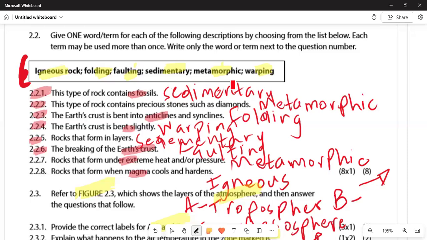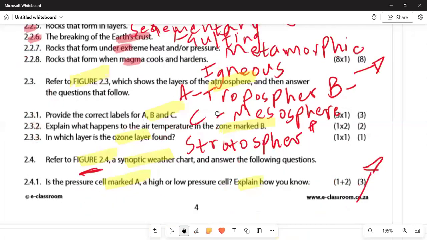And then in 2.2.7, rocks that form under extreme heat and a hot temperature, that is a metamorphic rock. And then in 2.2.8, we are saying that the rock that forms when the magma cools and it hardens is called the igneous rock.